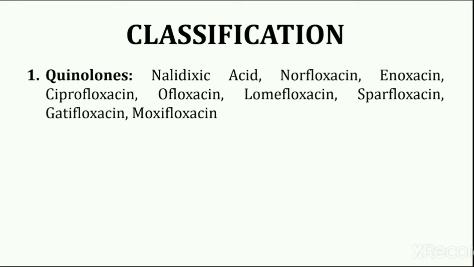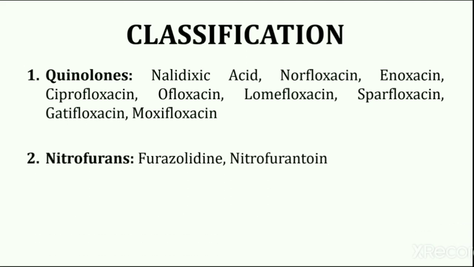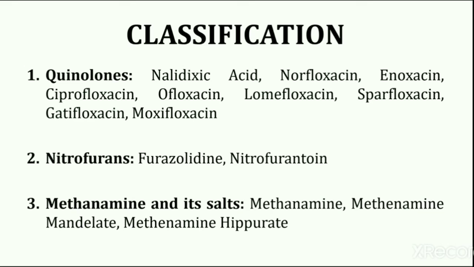Urinary tract anti-infective agents are classified into three main categories according to the structural features of the drugs. First category is quinolones, which also includes fluoroquinolone derivatives. Second category is nitrofurans, and third category is methenamine and its salts.